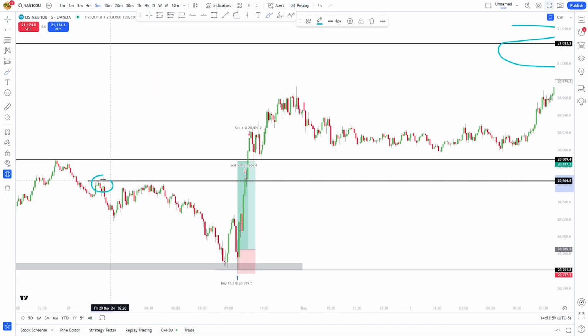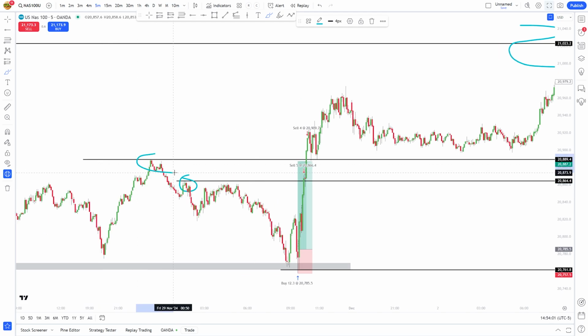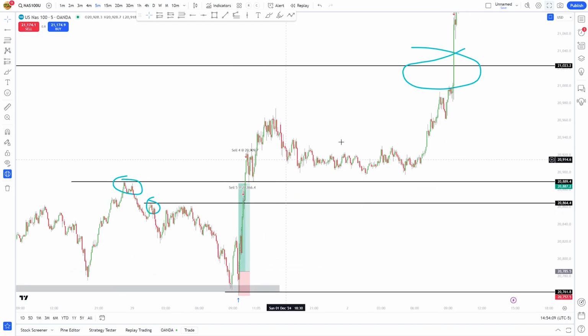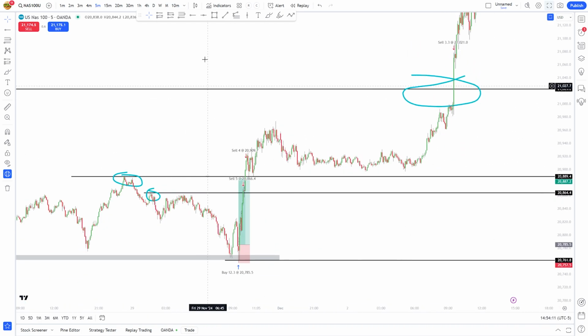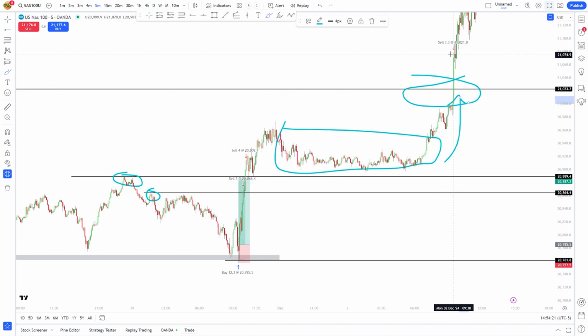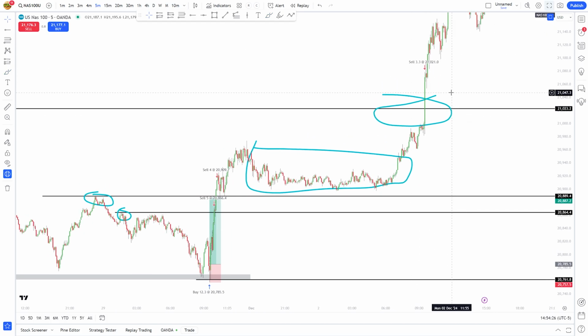I took a partial here at the swing high, as well as another partial here at these two swing highs, and lastly I held my final position to the larger swing highs where we consolidated over the weekend, and then we ran up and took this high out on the Monday open.